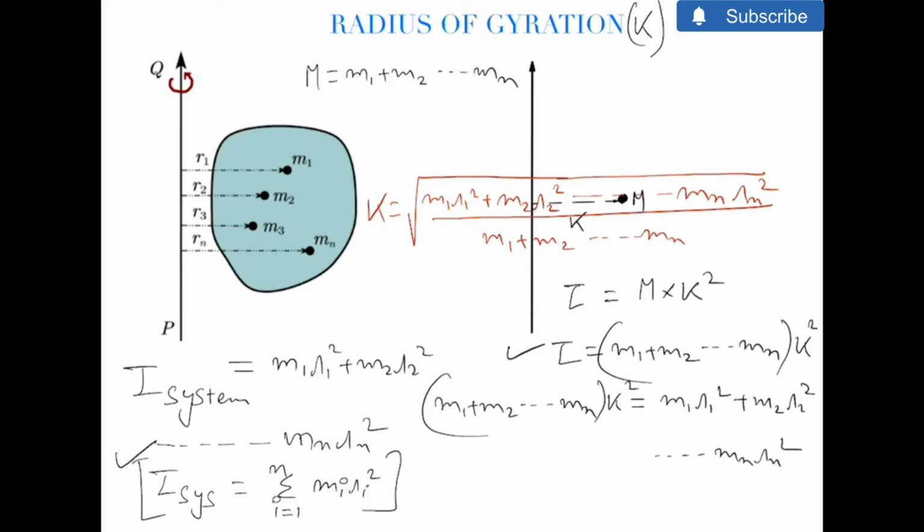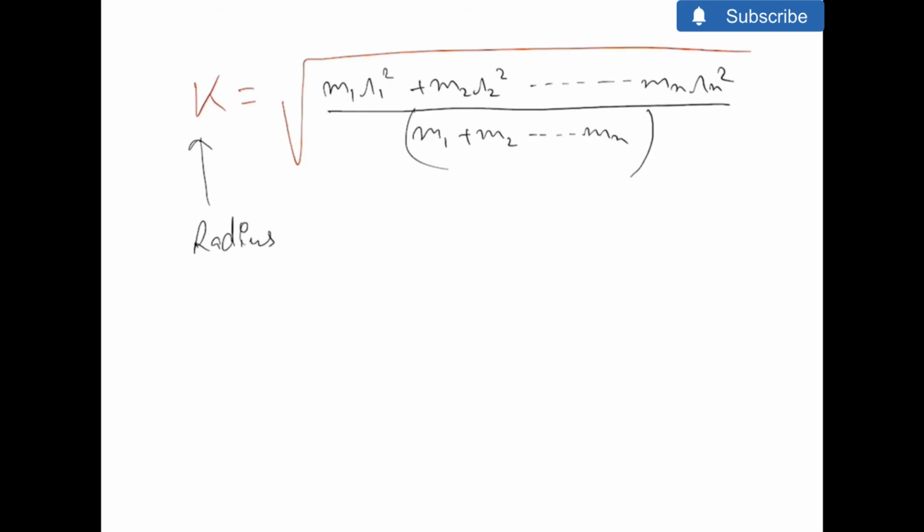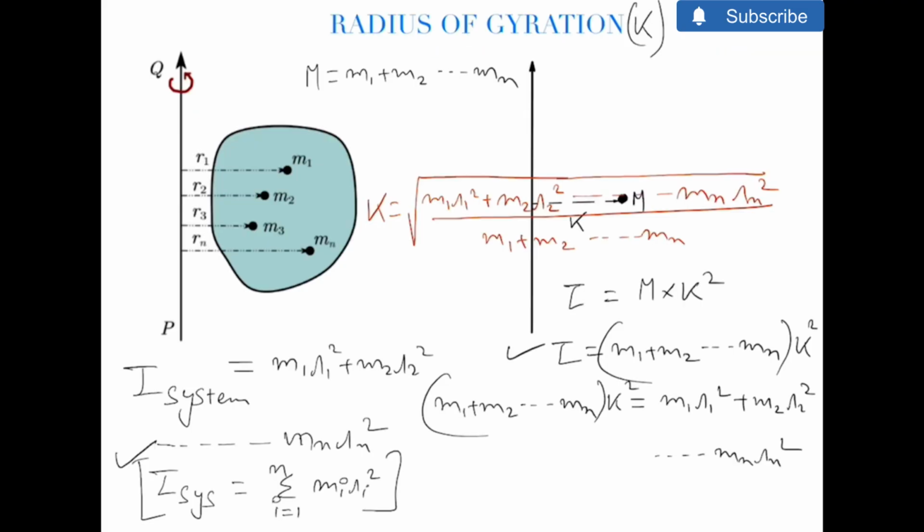So let me write it on a fresh page, that k is equal to under root of (m1 r1 square plus m2 r2 square up to mn rn square) upon (m1 plus m2 up to mn). So this is the radius of gyration. So let me define the radius of gyration.